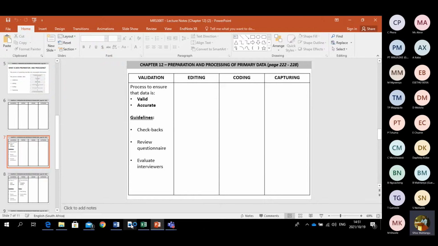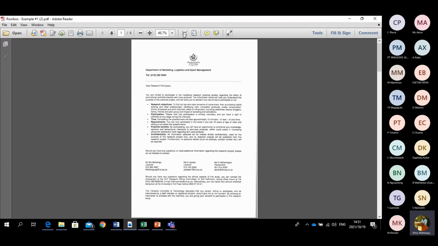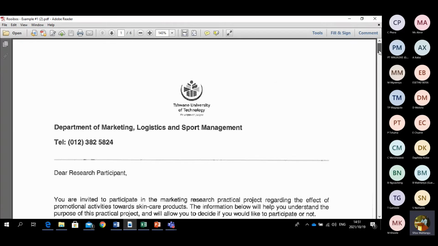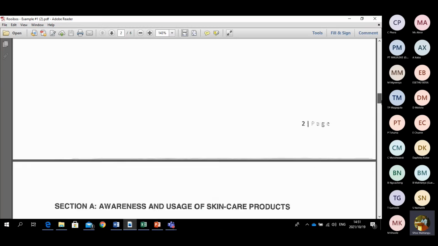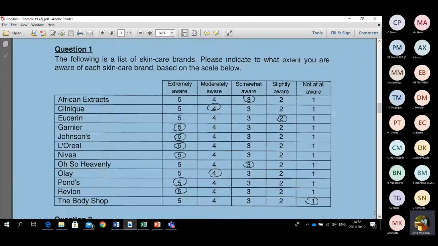So let's go back to a questionnaire that we have here as an example. If I open this one, which is about rooibos, you will see you've got a list of questions. For example, I've already shown you a question about skincare brands. So let's say we've asked this question: please indicate to what extent you are aware of each skincare brand. And then the respondents will say, I'm not at all aware, like the last one you see, the Body Shop, the respondent indicated that they are not aware of it.